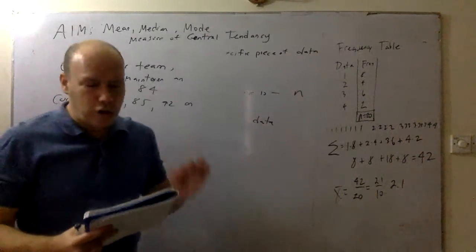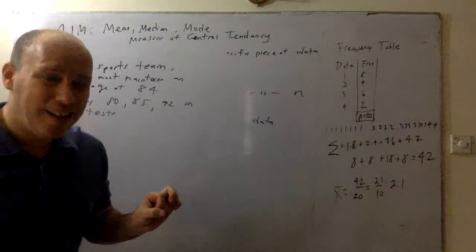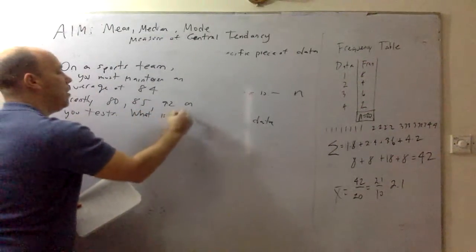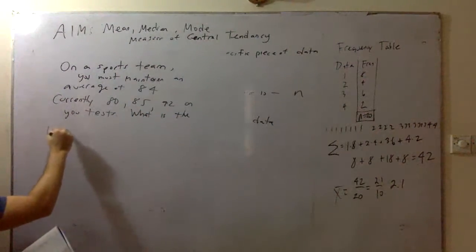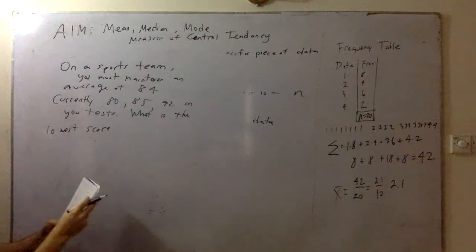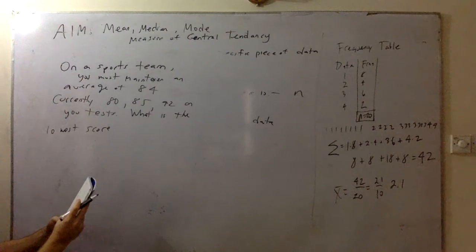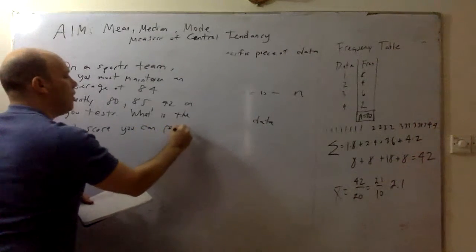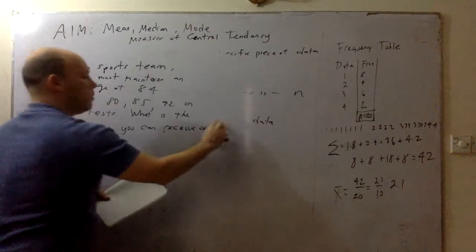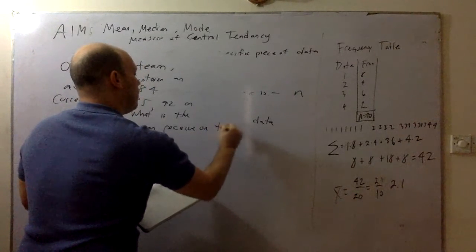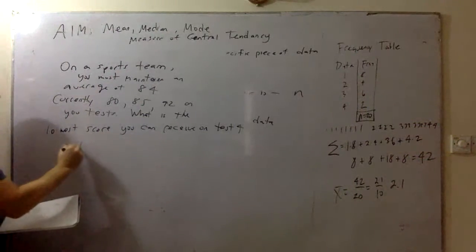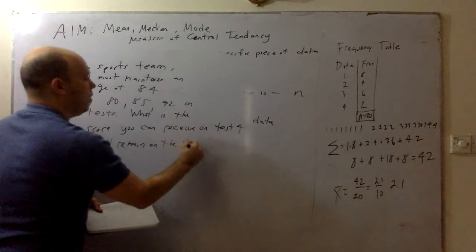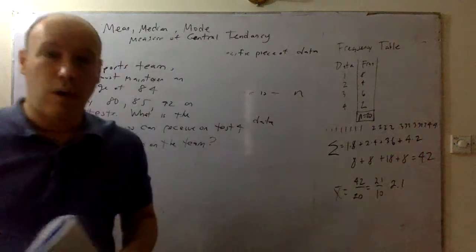And the question is, what is the lowest grade you can get on the 4th test and still remain on the team? So what is the lowest score you can receive on test 4 and still remain on the team? That's a good question, right?